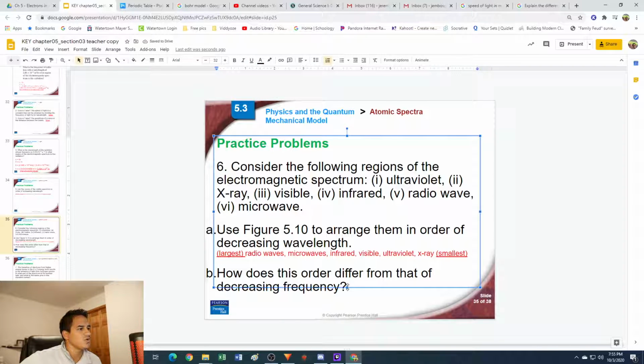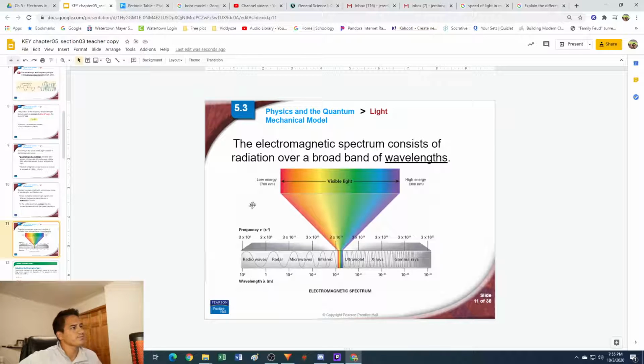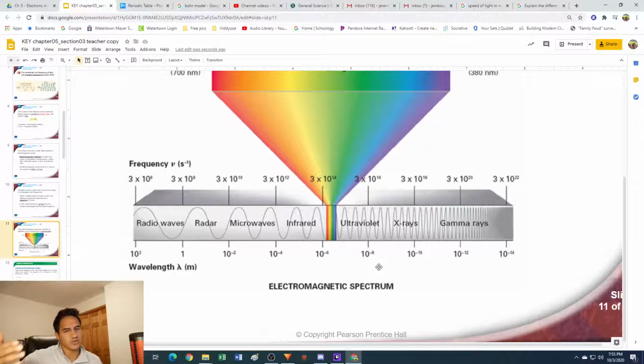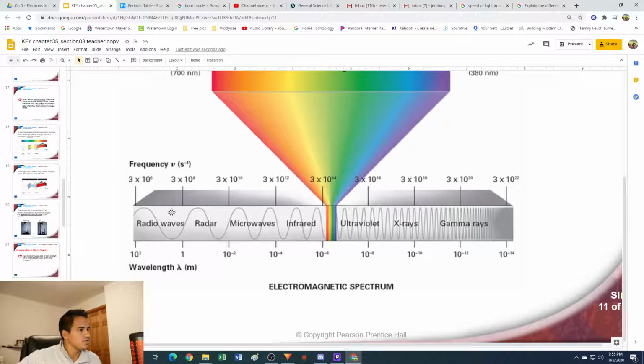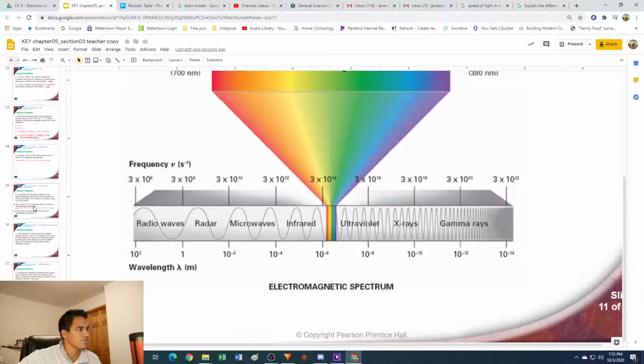Letter B, how does this order differ from that of decreasing frequency? Okay, so let's take a look at decreasing frequency. And if I remember right, remember that frequency and wavelength are inverse. So basically decreasing frequency would be opposite. So largest wavelength is down here and smallest wavelength is down here, but smallest frequency is down here and largest frequency is down here. So basically how it differs is it's opposite, okay? So largest wavelength is going to be smallest frequency. Smallest wavelength is going to be largest frequency because remember, they're inversely proportional.